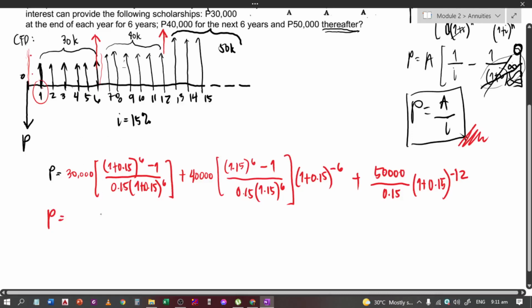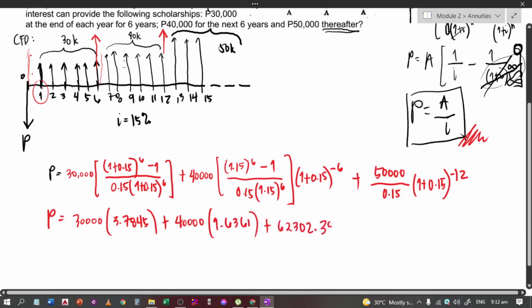So, solving for this, so ay 3.7845 plus 40,000 times solving for this part, so 1.6361 plus 62,302.3834. So, pag in-add mo siya lahat, in total, yung present worth natin or yung amount na kailangan nating i-invest to get these withdrawals ay 241,281.2834 pesos.